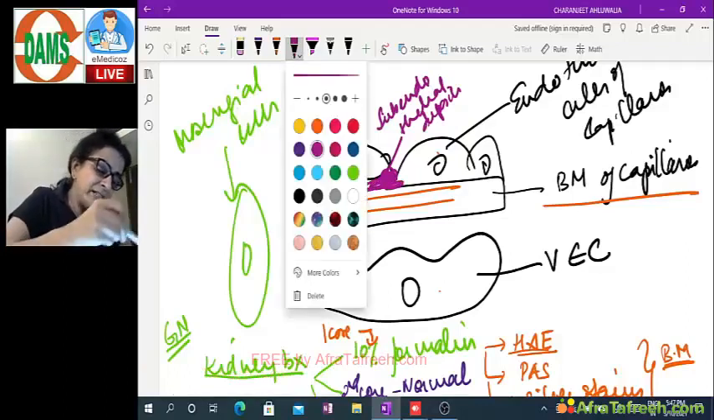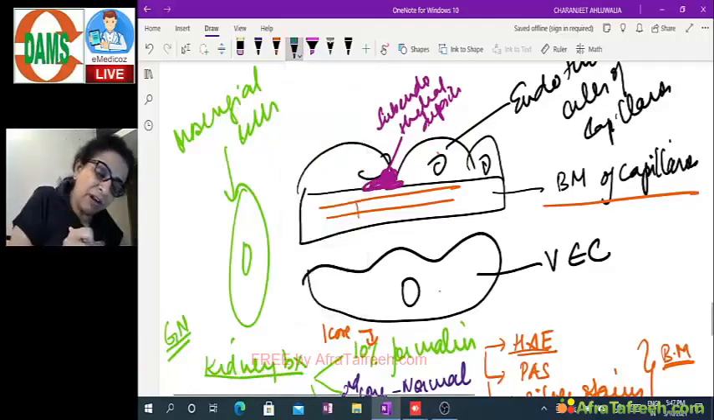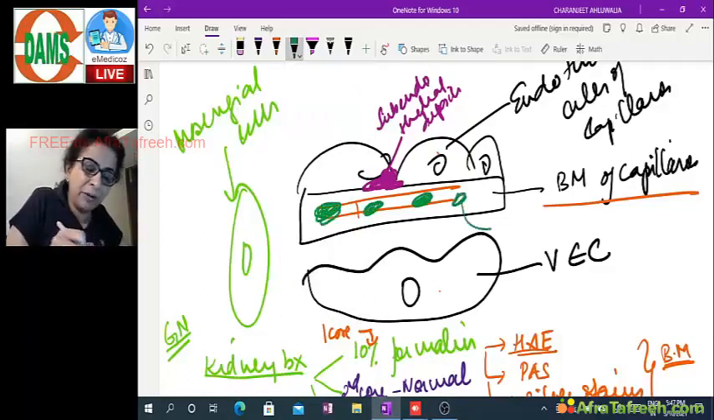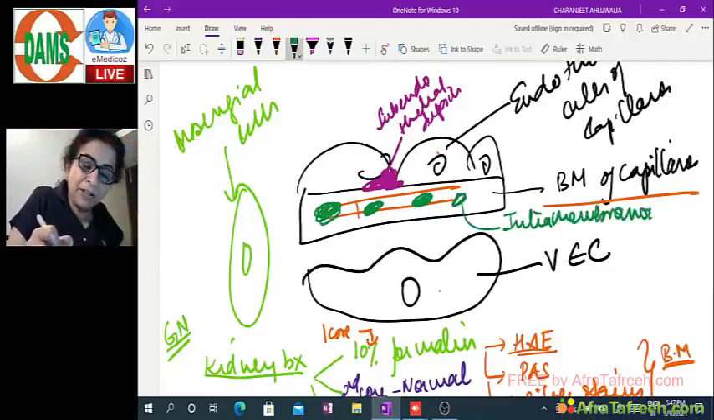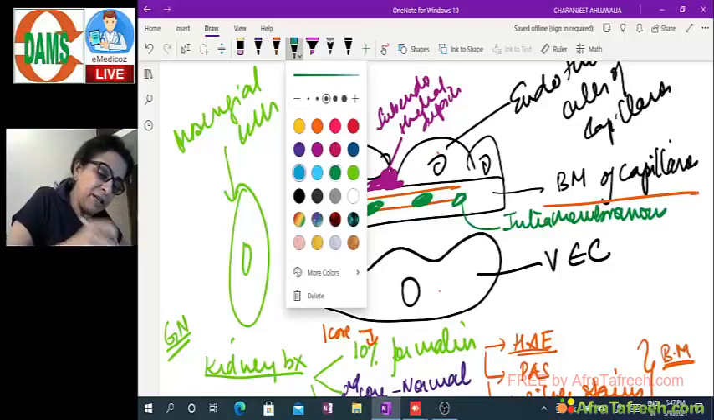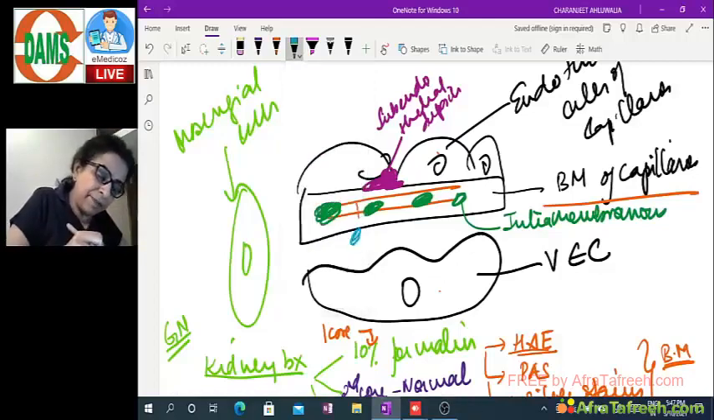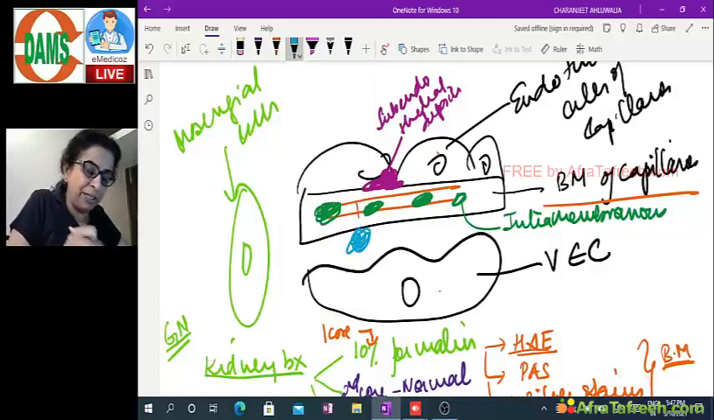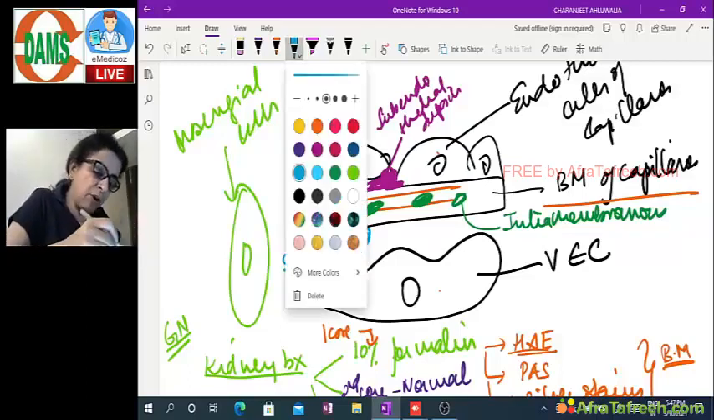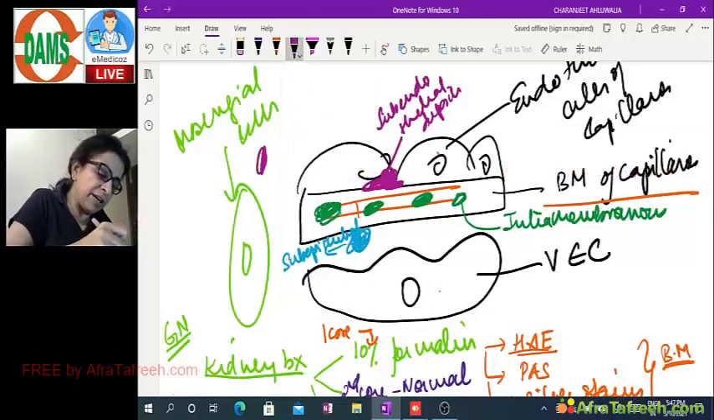Second, in some diseases, immune complexes deposit right in the center of the basement membrane, or right inside the basement membrane. These immune complexes are called intramembranous. Third, in some kidney diseases, immune complexes deposit somewhere here, below the visceral epithelial cells. This location is called subepithelial location. And fourth, some immune complexes deposit here. What is this? This is the mesangium of the kidney.